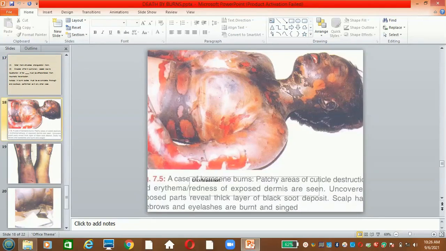Now I will show you a few pictures of burnt dead bodies. Here is a case of kerosene oil burns. You can see red areas. Redness shows that burns are antemortem. Here eyelashes are burnt and singed. There is blackening of body tissue, skin and other tissues. It's a case of dry thermal burns due to kerosene oil.